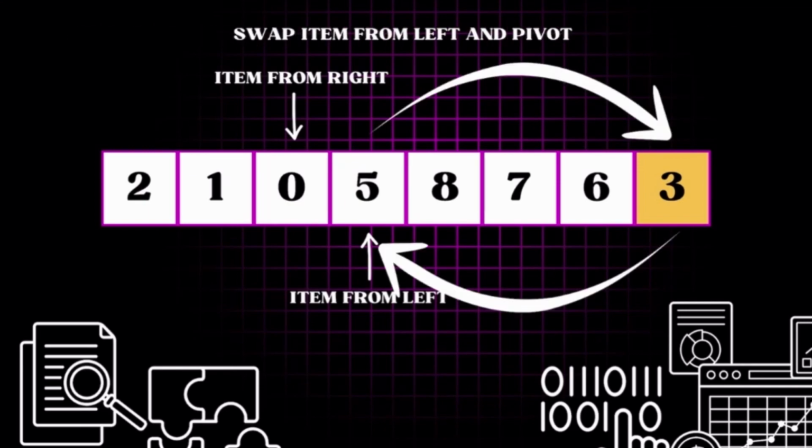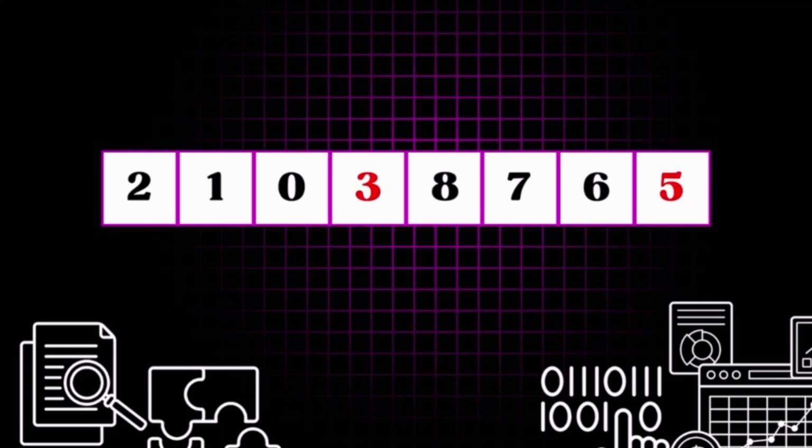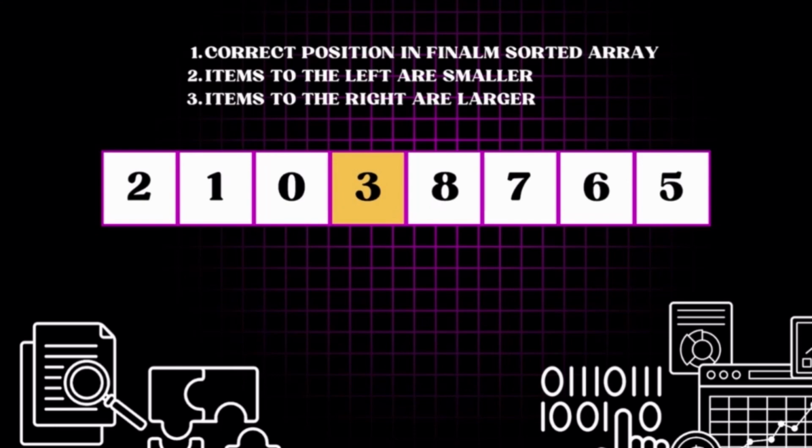We swap item from left with our pivot, 3. Our pivot is now in its correct spot. To prove it, let's review our 3 conditions. As you can see, all items to the left are smaller and all items to the right are larger.